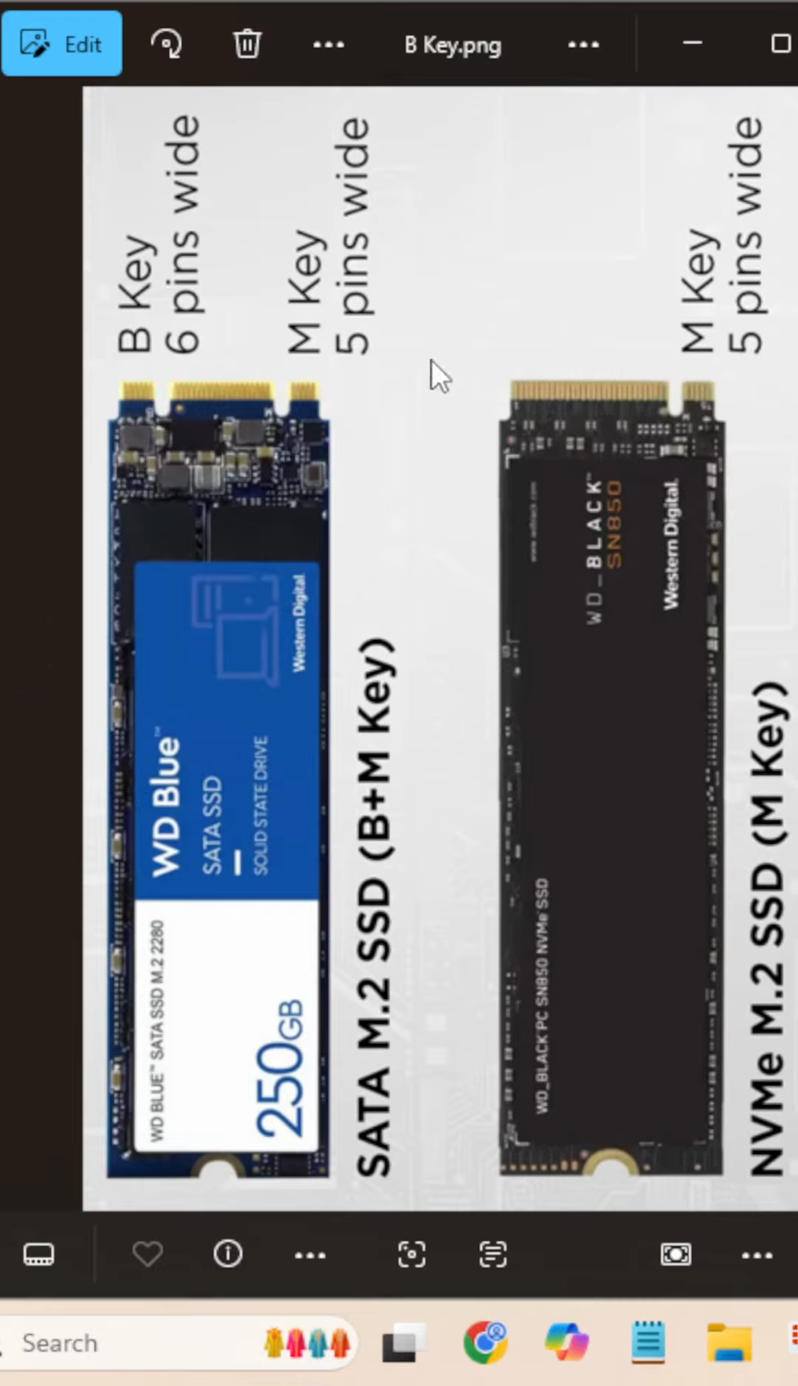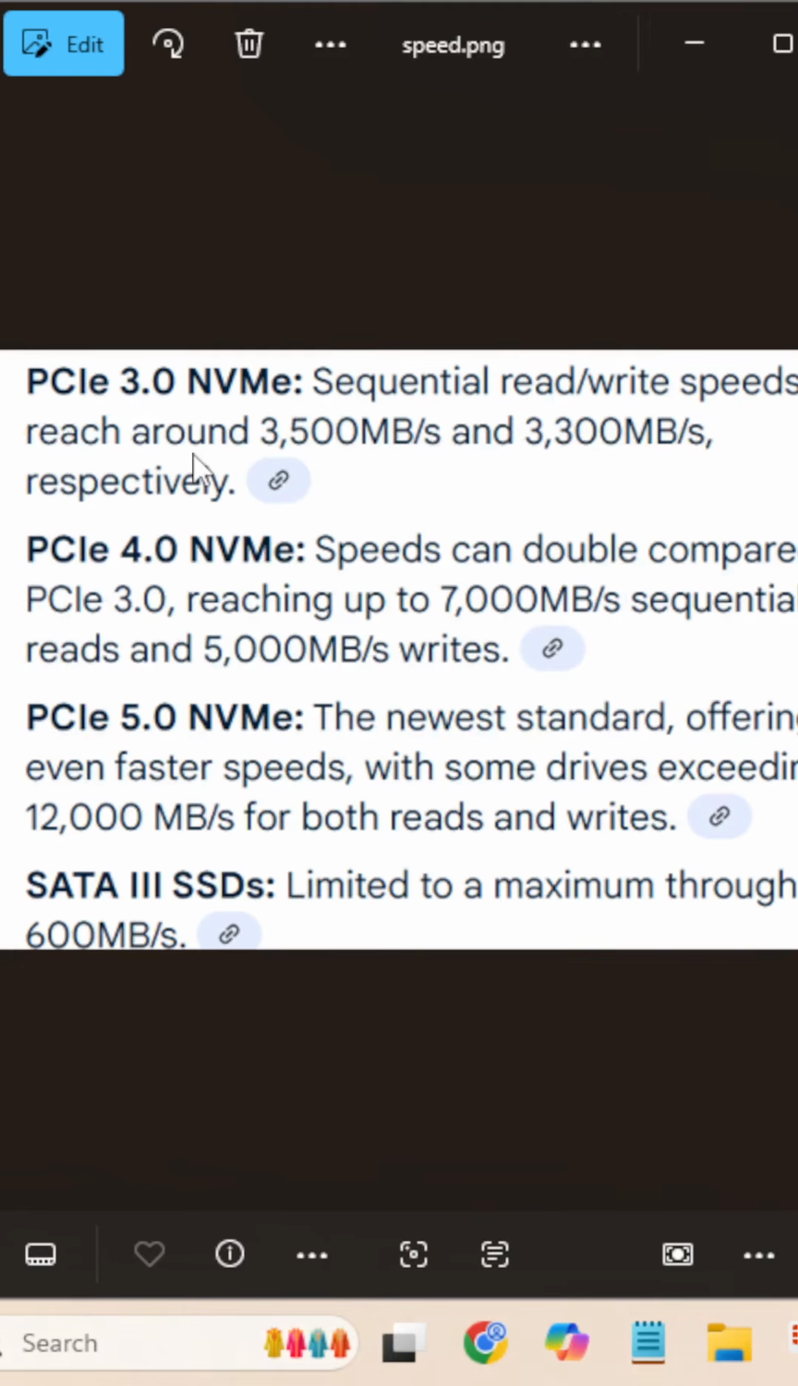So the M key and B key are used to identify the type of the interface, whether it is SATA or PCIe. And there are different types of PCIe NVMe: PCIe 3.0 and PCIe 4.0 NVMe. PCIe 3.0 NVMe supports up to 3500 megabytes per second speed. PCIe 4.0 supports up to 7000 megabytes per second speed. And PCIe 5.0 NVMe supports up to 12,000 megabytes per second speed.